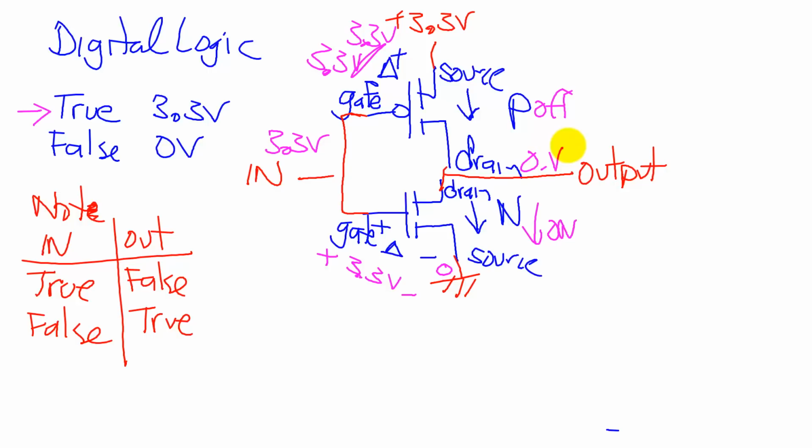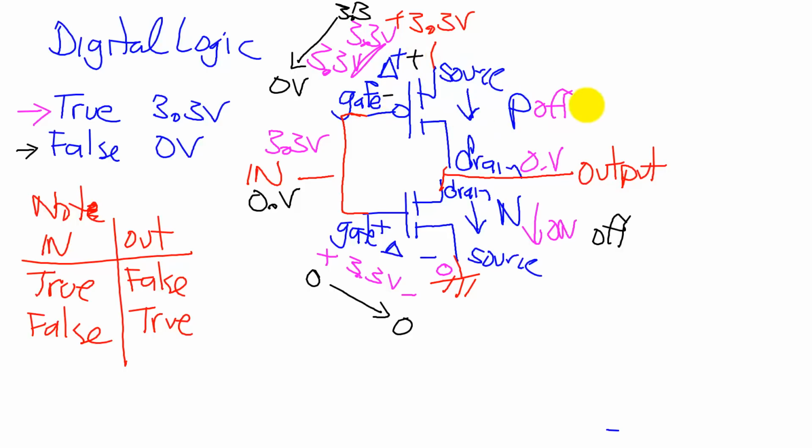The other case is also easy to see. Now, if the input were false, that means it'd be 0 volts here. And on the N-channel, we have 0 volts to 0 volts, which is no drop, and so this one will go off. But over here, we have 3 volts down to 0 volts, and so we see a positive voltage between the source and gate of the P-channel, and it will come on and conduct. So if this transistor is on and conducts, this 3 volts shows up at the output as 3 volts. And there you have it.